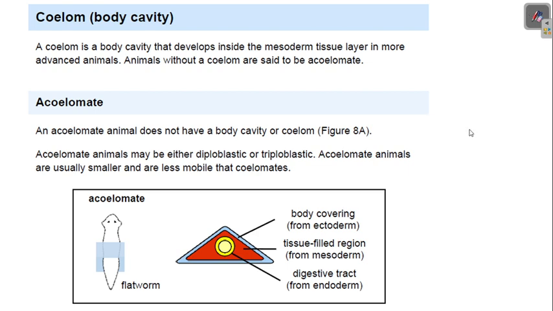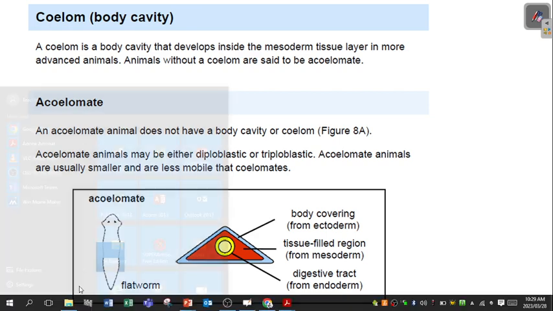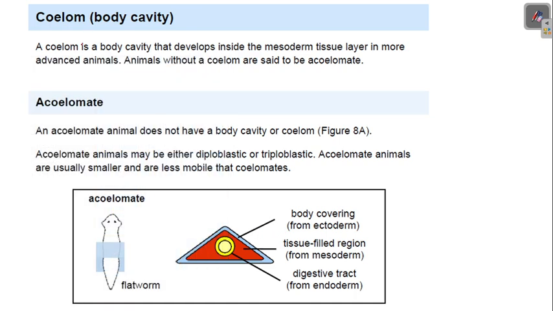Good. So let's start. A coelom is basically a body cavity, a space that develops inside the mesoderm tissue layer in more advanced animals. Yeah? So animals without a coelom are known as acoelomates. For you to have a coelom, you must have a mesoderm. That means that organism must be triploblastic. Yeah? Acoelomates are animals that do not have a body cavity.